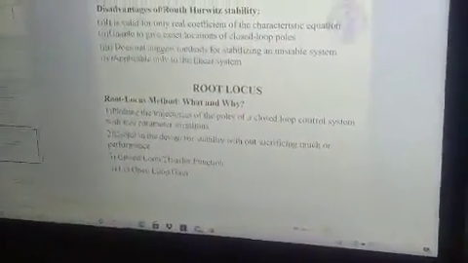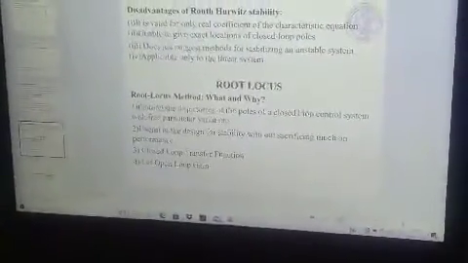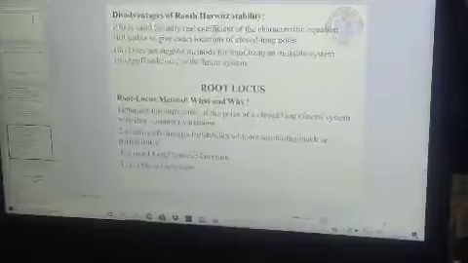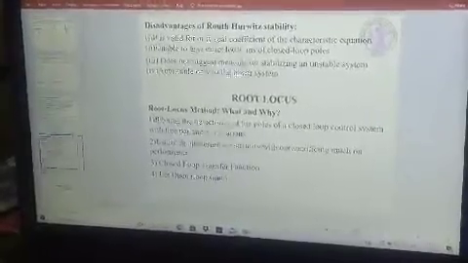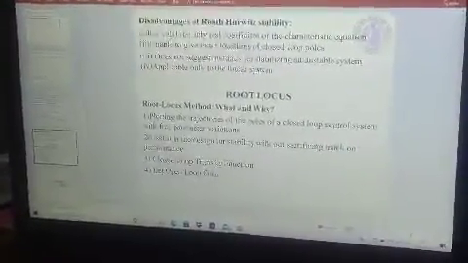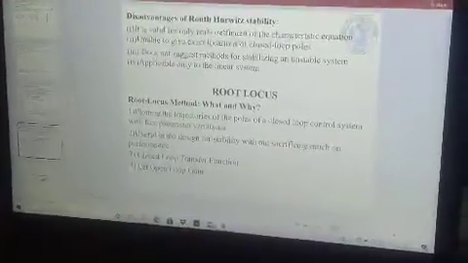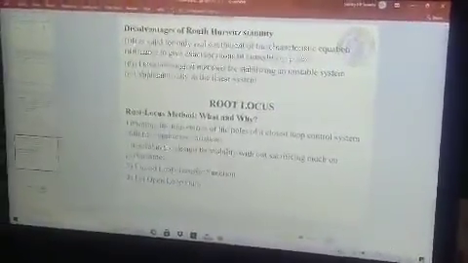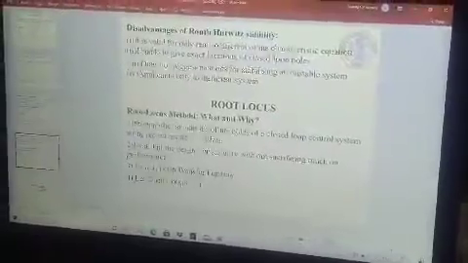So root locus is plotting the trajectories of the poles of a closed loop control system with free parameter variations. What is root locus or why is it used? Root locus is the plotting of the trajectories of the poles of a closed loop control system with free parameter variations.